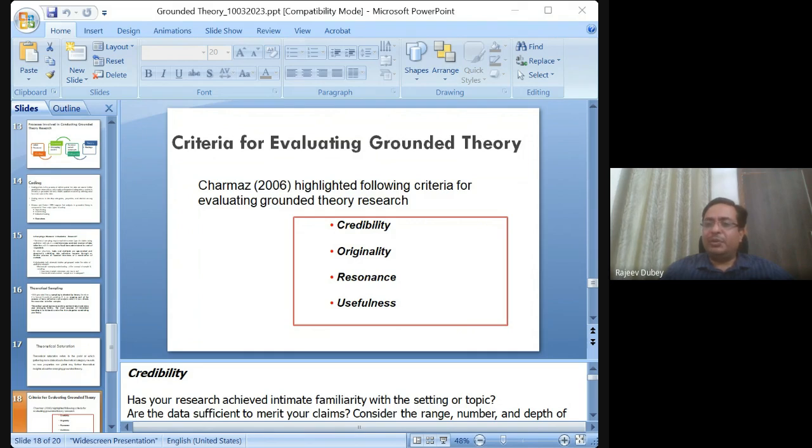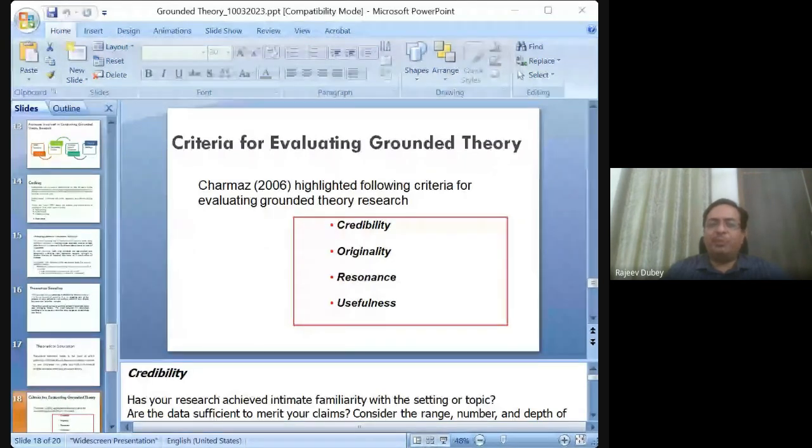If it is so, then there is credibility in your grounded theory research. The second criterion is originality. Are your categories afresh? Do they offer new insights? That was the very idea for which we decided to go for grounded theory, because the existing review of literature was not giving us sufficient categories to understand those qualitatively different field experiences. So the originality of your categories is very, very important here.